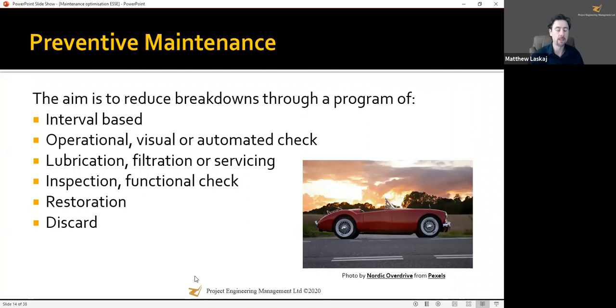Predictive maintenance, preventative maintenance. So this was after the war came along. We're looking at interval-based, so scheduling the work based on weekly, monthly, yearly, whatever it's going to be, usually calendar-based, but it can also be meter-based. So it can be visual checks, things like lubrication, filter changes, what we call restoration, so we restore it, or we could discard it and put a new one into place.